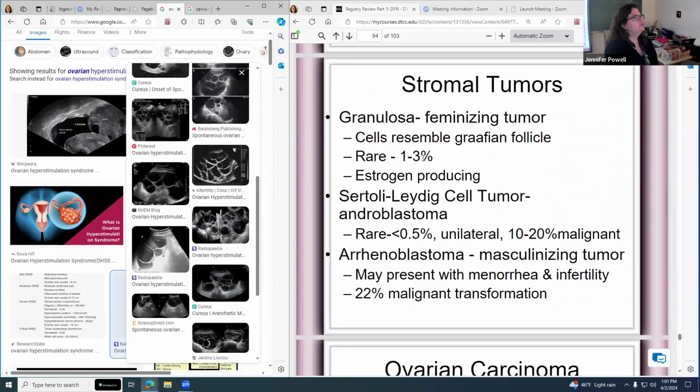Stromal tumors include granulosa, feminizing tumor. Cells resemble Graafian follicle. They are rare, only 1 to 3% of the time. Are they this kind of tumor, estrogen producing?